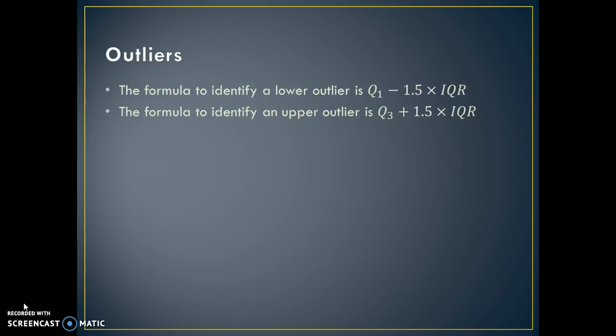So the interquartile range is how you find outliers. The formula to identify a lower outlier is you take Q1 and then you subtract 1.5 times the interquartile range. To find an upper outlier, you take Q3 and add 1.5 times the interquartile range. If there's a number that lies outside those numbers, lower than the first formula or higher than the second formula, then it is an outlier.